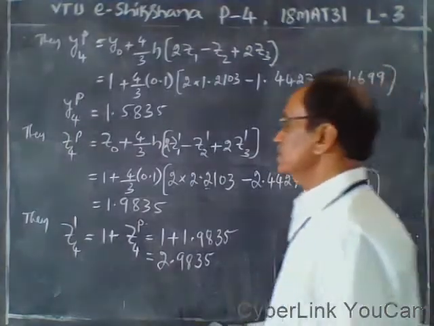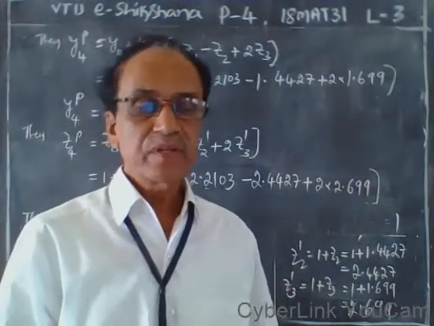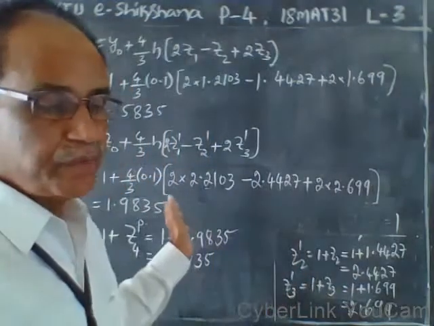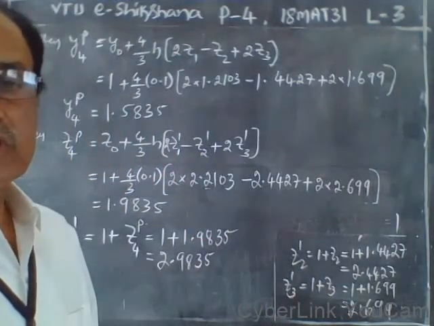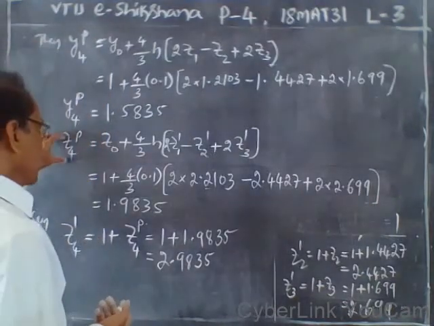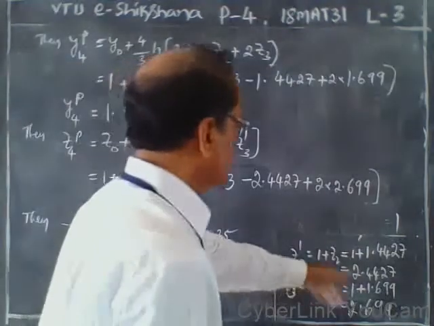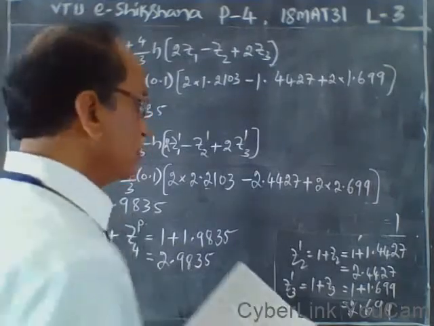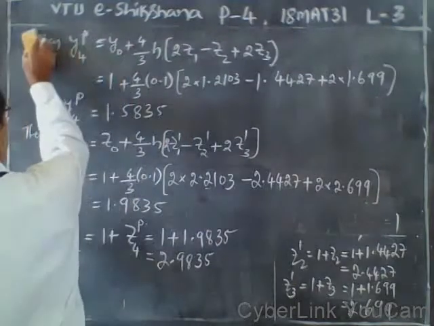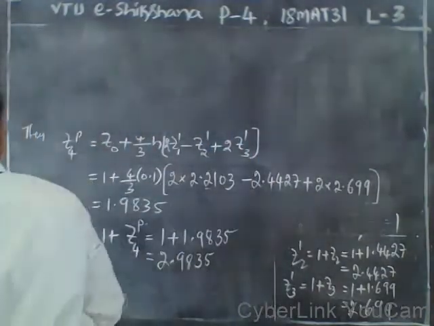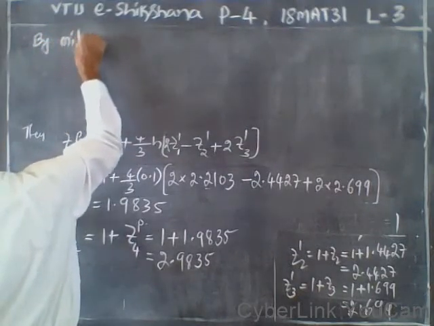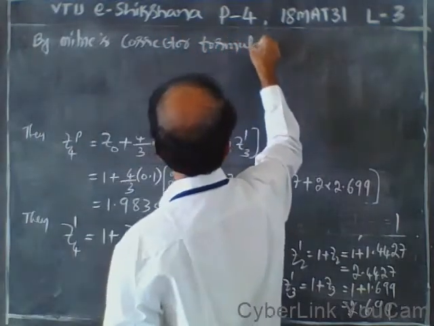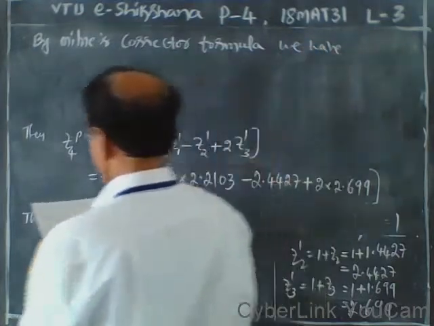After finding z4 dash, we need to go for the corrector formula application. The corrector formula is possible after finding this functional value. What is that functional value? That is z4 dash. Then we substitute according to the corrector formula due to Milne's the value of y4c and the value of z4c. Now the next step, by Milne's corrector formula, we have to calculate y4c.